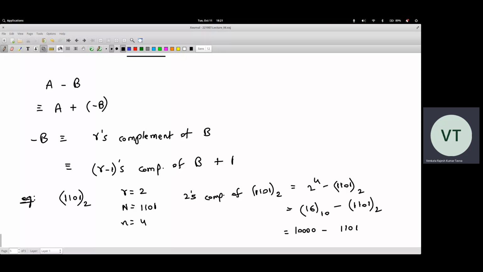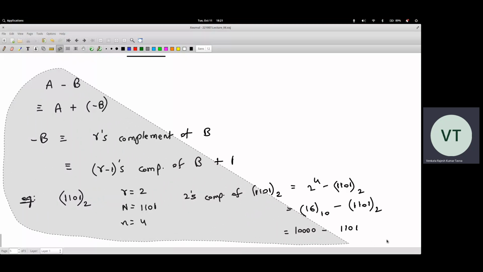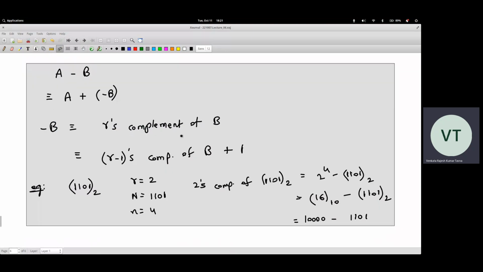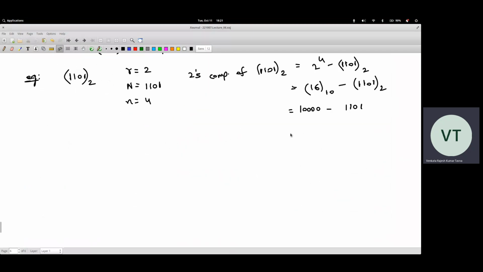So let me move this to the next page. So now let me bring it here. Minus 1101. Now I need to do again 4 borrowings. So this one I borrow here. What will it become? Where is 10 coming from? This is binary. It is 2.